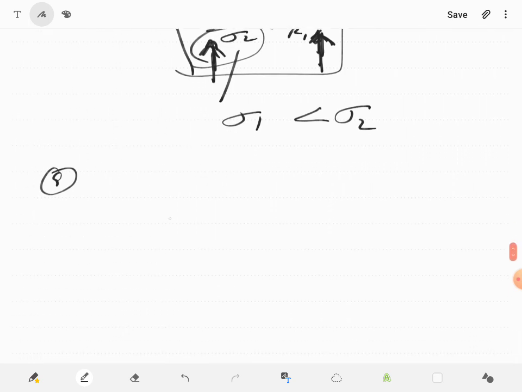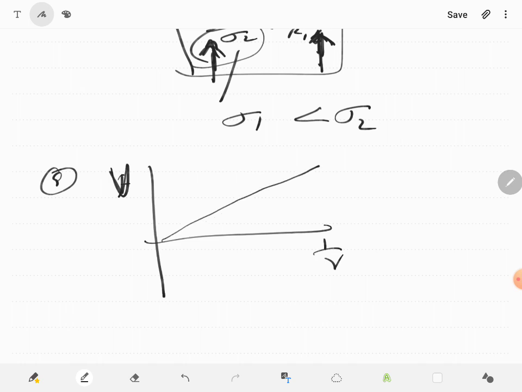So the graph has been given, and it's a graph between potential V and 1 by r. It's not very clear. I'm not able to enlarge this once again. They've given this to be like this, and they're talking about this as q1 and this as q2. And it's a linear graph because V is inversely proportional to r, but directly proportional to 1 by r.